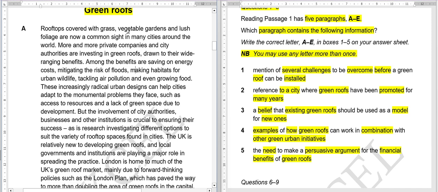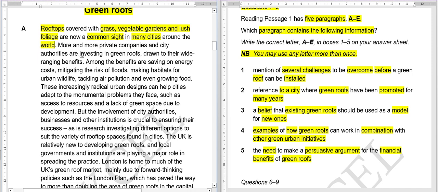Rooftops covered with grass, vegetable gardens and lush foliage are now a common sight in many cities around the world. Now it's quite common to see rooftops covered with grass, vegetable gardens and lush foliage in many cities around the world. So around the world, it has become a common practice.